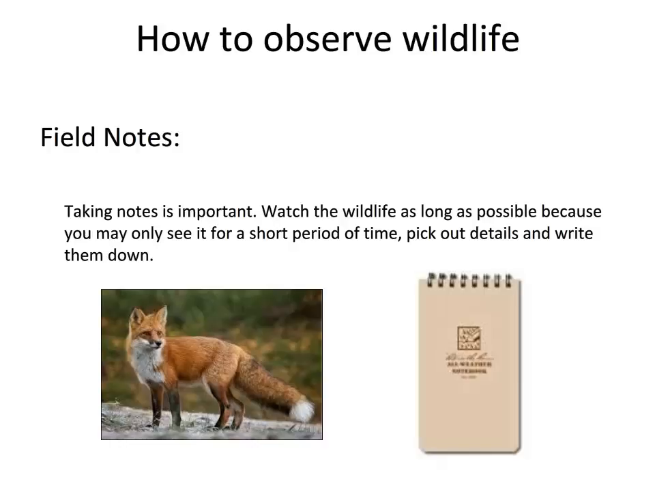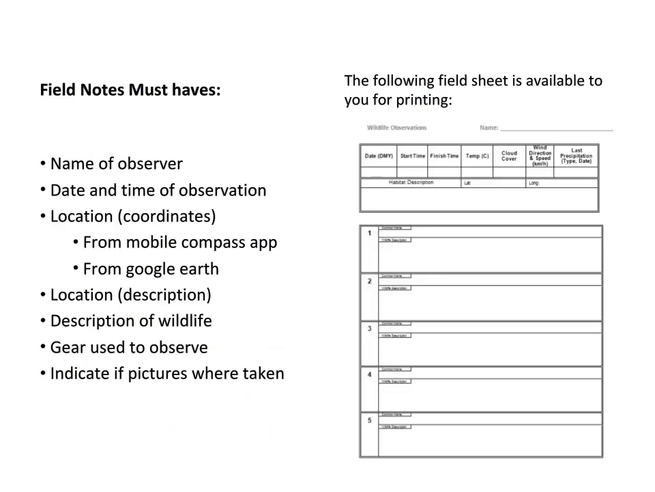When you're in the field and you see wildlife, you want to watch that wildlife as long as possible because it might only be there for a few seconds. And then immediately after, write down all the details you can so you can correctly ID that wildlife. This is a skill that you'll eventually hone by the end of this course. Taking the right information while in the field is extremely important.